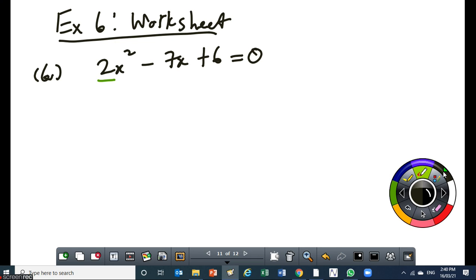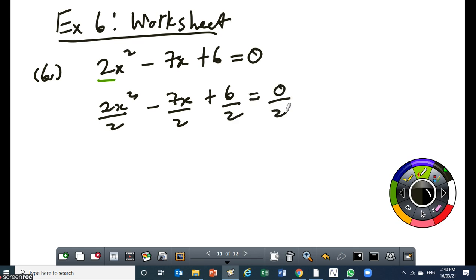So this becomes 2x squared over 2 minus 7x over 2 plus 6 over 2. You also divide the 0 by 2. Okay? Once you do that, you end up with a new equation, similar to the first one overall. So that new equation becomes x squared minus 7 over 2x plus 3 equal to 0.